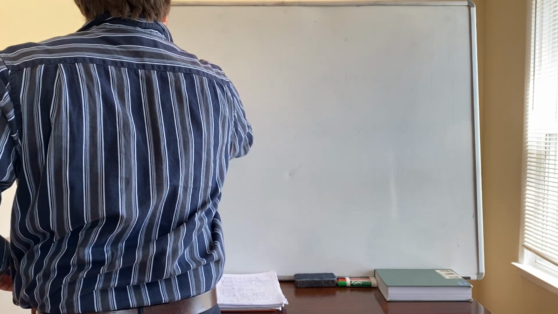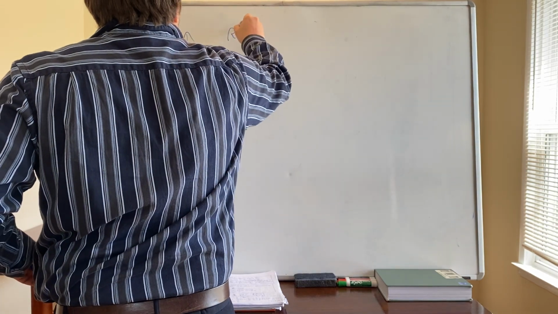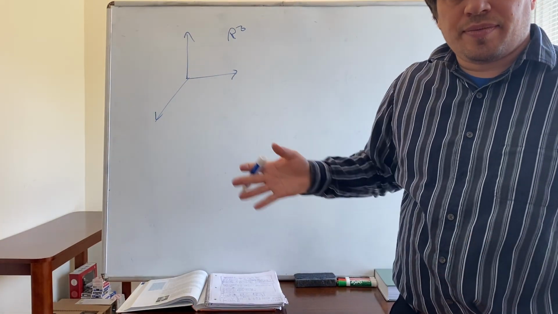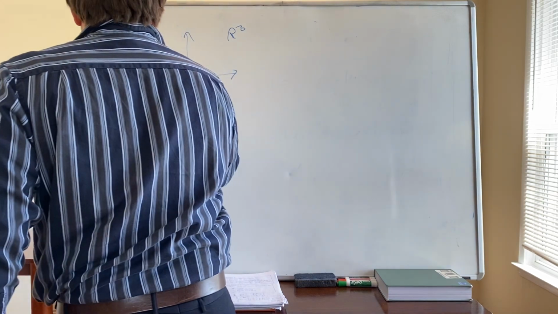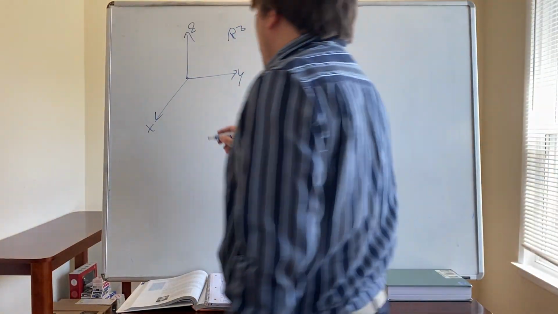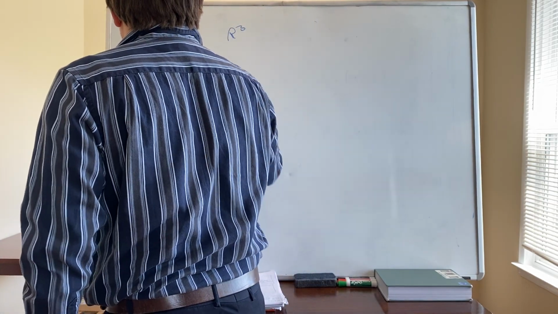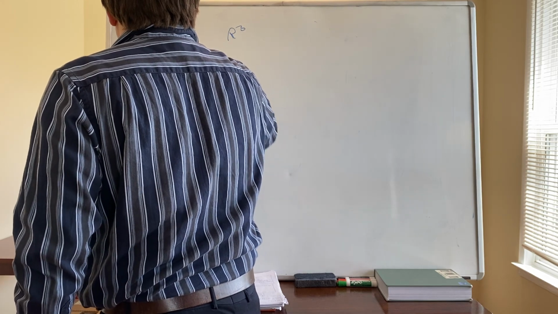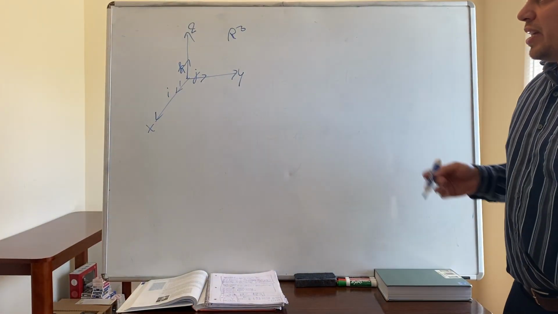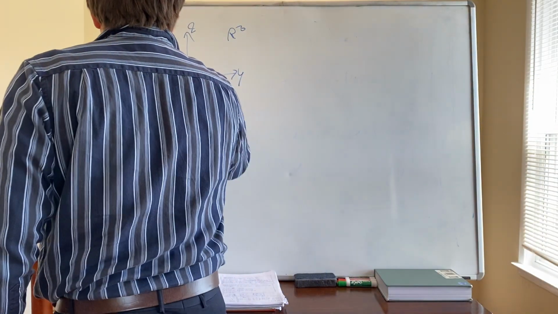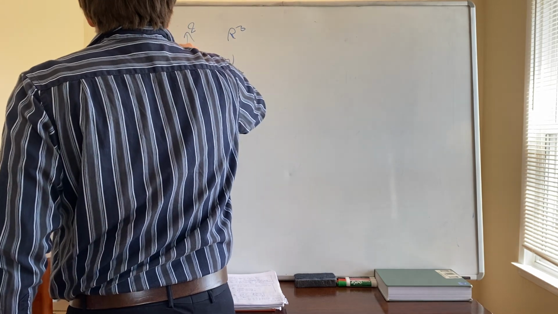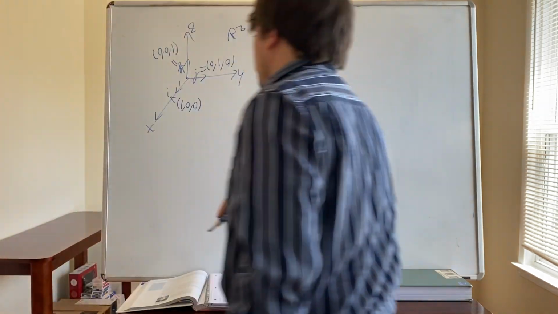Now if we're looking at 3 space, R3 is the set of all 3-tuples where each component is a real number. If this was the x-axis, this was the y-axis, and that was the z-axis, i is the standard unit vector in the positive direction of the x-axis. There's j, and that's k. So i, j, and k there. i is the vector (1, 0, 0). j is the vector (0, 1, 0). k is the vector (0, 0, 1).